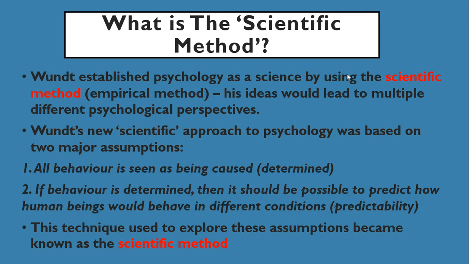And the second assumption is that if behavior is determined, we should be able to predict future behavior. So if we know that X causes Y, we should be able to predict that Y will occur in certain situations. So these were Wundt's assumptions of psychology as a science. That behavior is determined. Every behavior has a cause. So that links to structuralism. So you can break down the different causes of behavior and look at them individually. And once we found that cause, then behavior can be predicted.